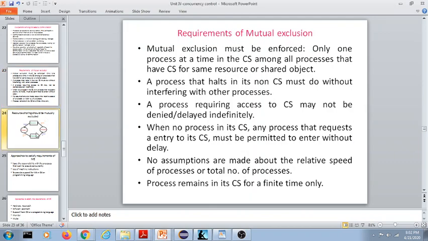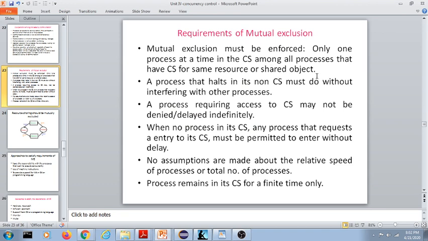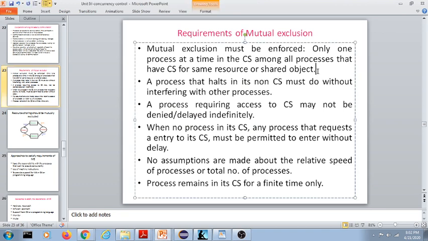The resource can be shared by the processes, or some common object, or some common variable in memory, or some kind of data structure that can also be shared by the processes. So mutual exclusion must be enforced, meaning we should not rely on the OS to implement it. Then a process that halts in its non-critical section must do so without interfering with the other processes. That means if one process is out of its critical section, it should not interfere with the other process. It should not change the values or the contexts of the other processes.